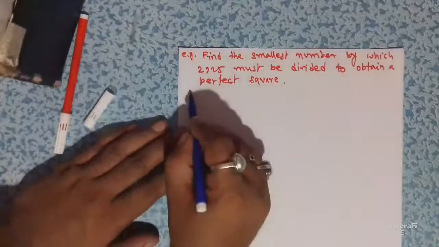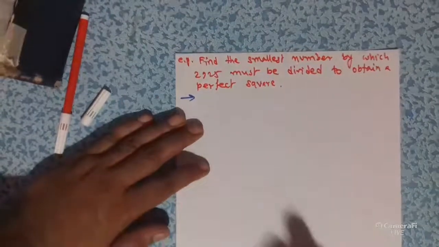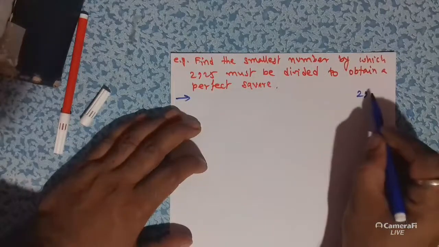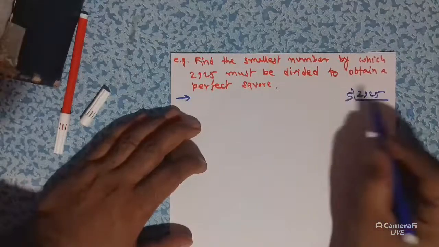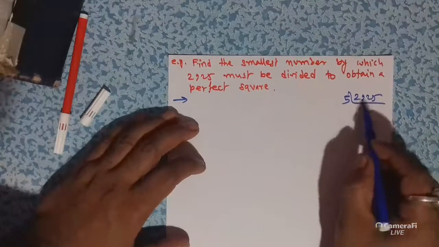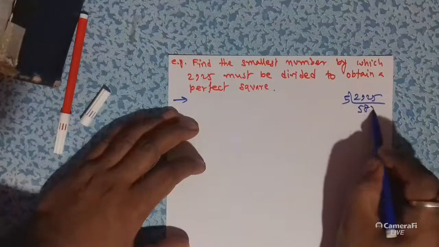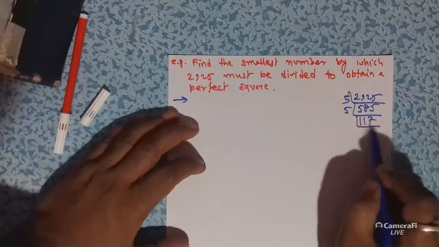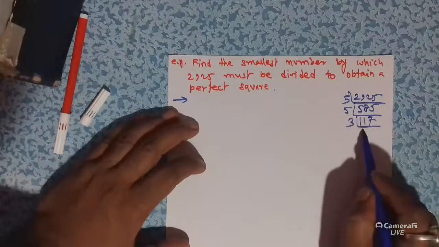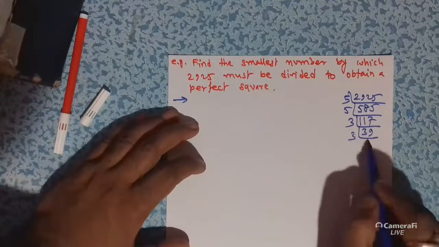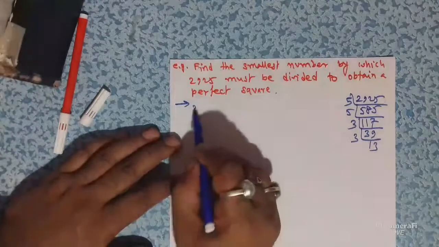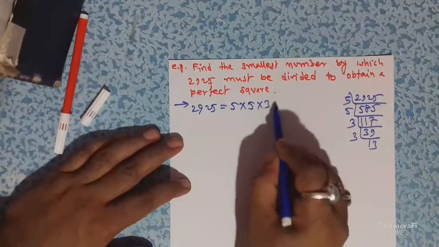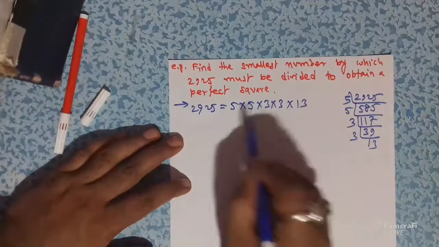So at first you must factorize the number, that is 2925. So you can divide it by 5. Again we can divide by 5. Now we can divide it by 3. So 2925 is equal to 5 multiply 5 multiply 3 multiply 3 multiply 13.